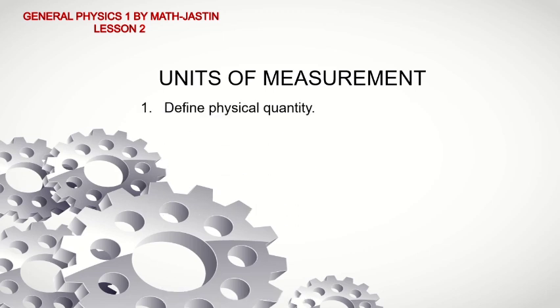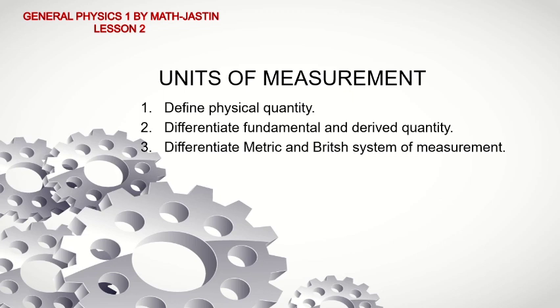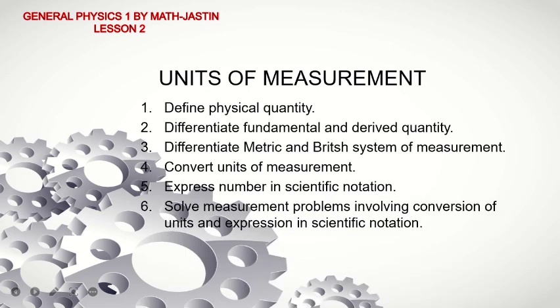First, define physical quantity. Second, differentiate fundamental and derived quantity. Third, differentiate metric and imperial system of measurement. Convert units of measurement. Express numbers in scientific notation. And solve measurement problems involving conversion of units and expression in scientific notation. So we have the introduction.